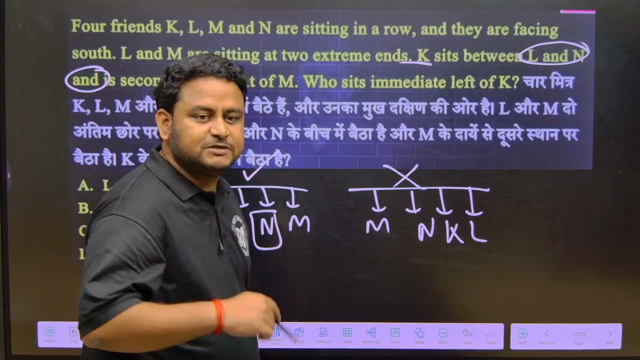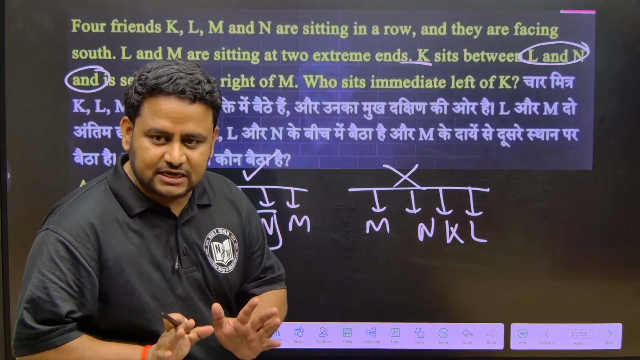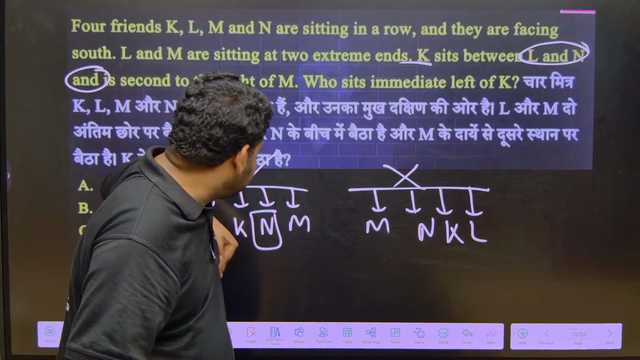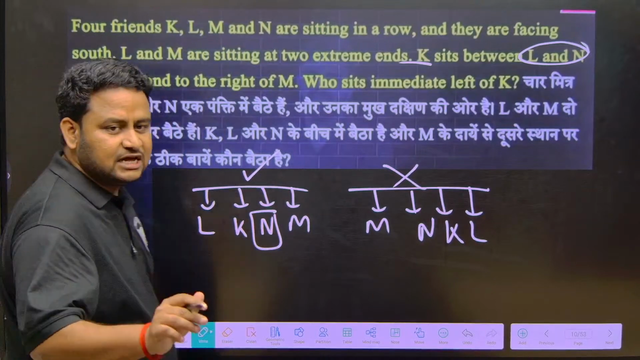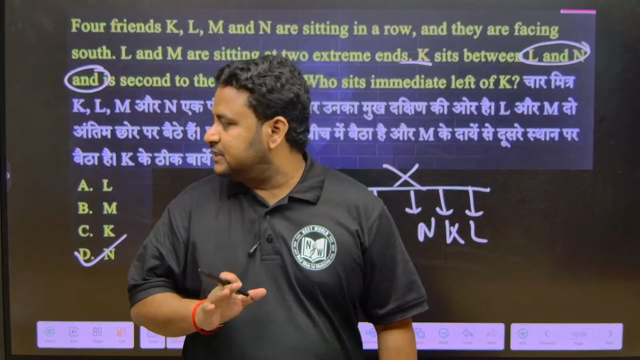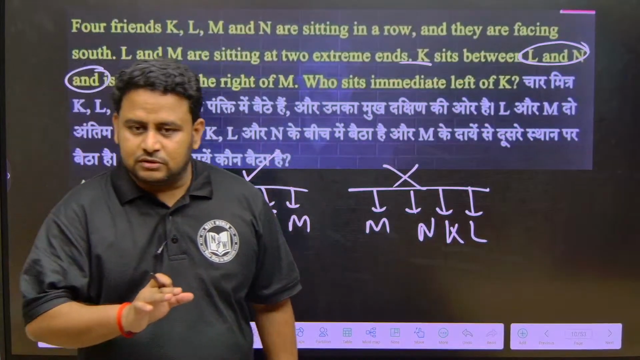Even after getting the arrangement, don't make a mistake. Once you get the arrangement correct, definitely you should get the answer correct. So to the left of K, who is it? N. So the answer is N. Option D is the right answer to this question. Clear? This is how you have to solve these questions.